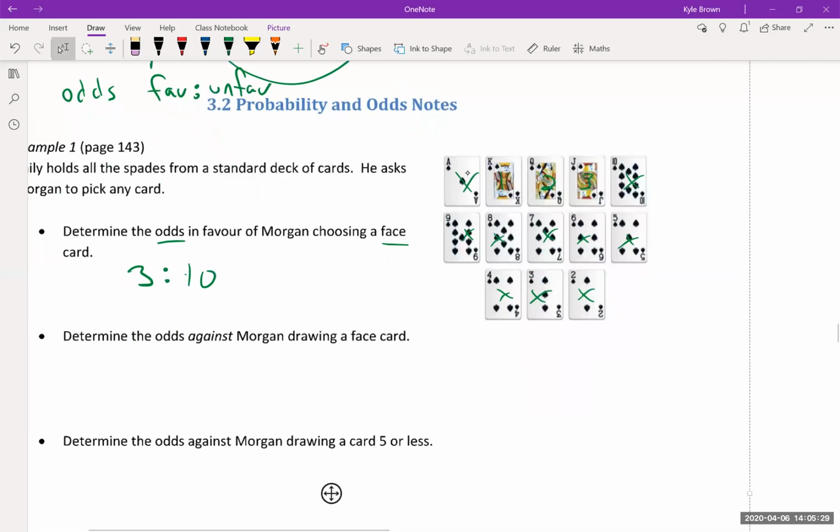So now you guys were good at this last time. Determine the odds against Morgan drawing a face card. The odds against here would really just be the other way. So if 3 was my favorable and 10 was my unfavorable, this isn't too bad. This is just going to be 10 to 3. Just switch the two.